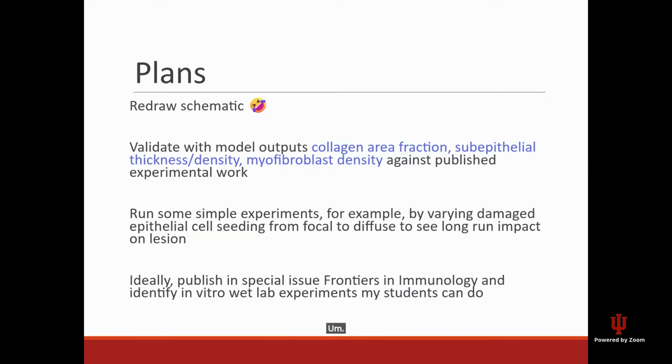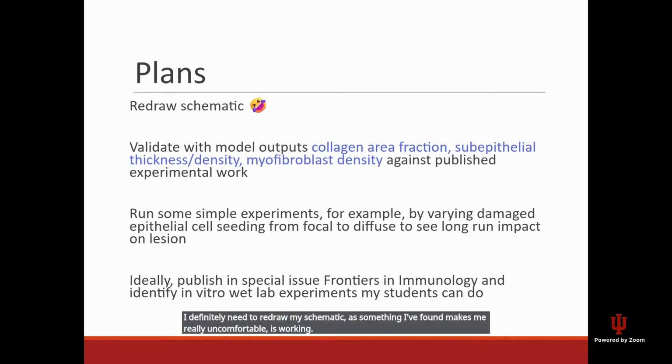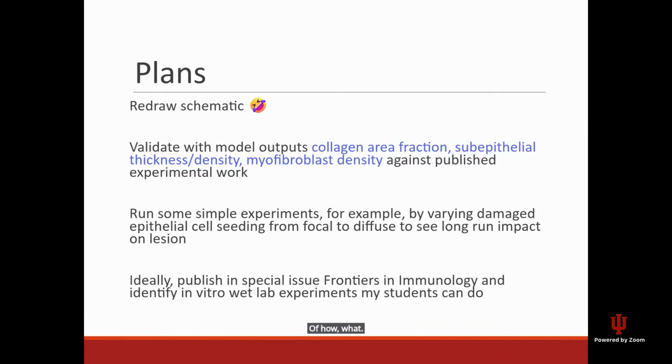Future work. I definitely need to redraw my schematic, because something I've found makes me really uncomfortable is working on the model with the wrong schematic and not having a good sense of how what ChatGPT or I have put in the code relates to my original intention. So that really needs to be done.